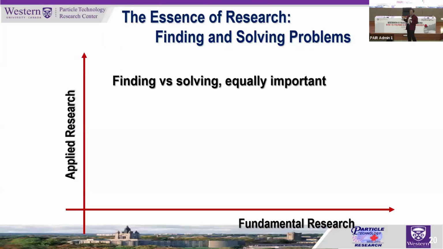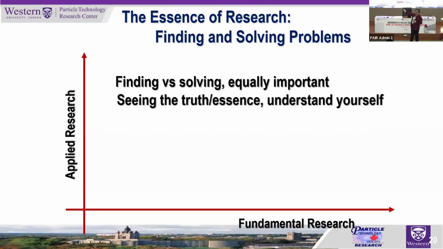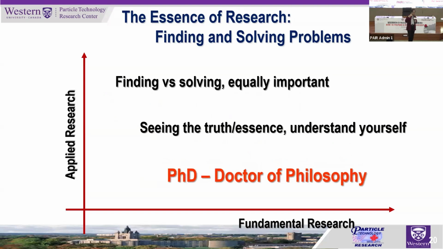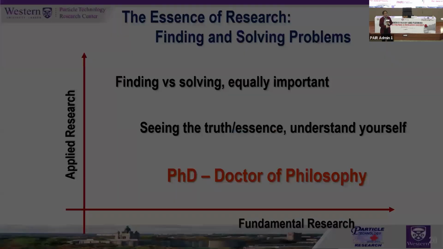So thinking of research, you can think about those things, okay? Finding and solving problems. Sometimes finding the problem is probably even more important than solving it, because if you cannot find the problem, you cannot solve it. And seeing the truth and understanding yourself. And remember, in English, PhD means Doctor of Philosophy. In China, in the Chinese language, you call it Doctor of Science, Doctor of Engineering. But in the Western world, they call it Doctor of Philosophy because they think what you're truly learning as a graduate student is a philosophy. It's more important than the knowledge itself, which I believe is true.